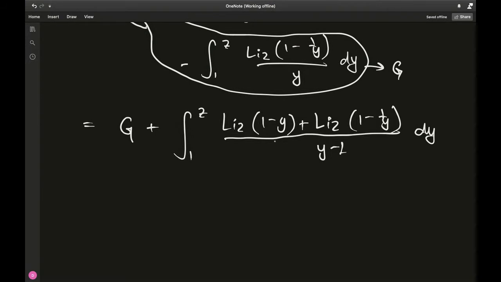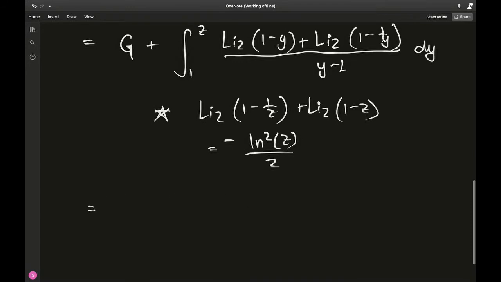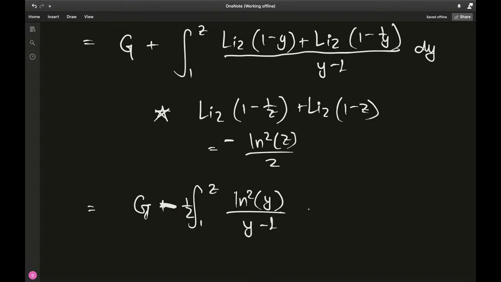When noticing the sum we have in the numerator, it looks familiar, and actually there was an identity like this. So the identity went like dilogarithm of 1 minus 1 over z plus dilog of 1 minus z was actually equal to negative natural log squared z over 2. So if we get to apply that over here, we have G plus integral from 1 to z, plus will now become a minus half natural log squared y divided by y minus 1 dy.